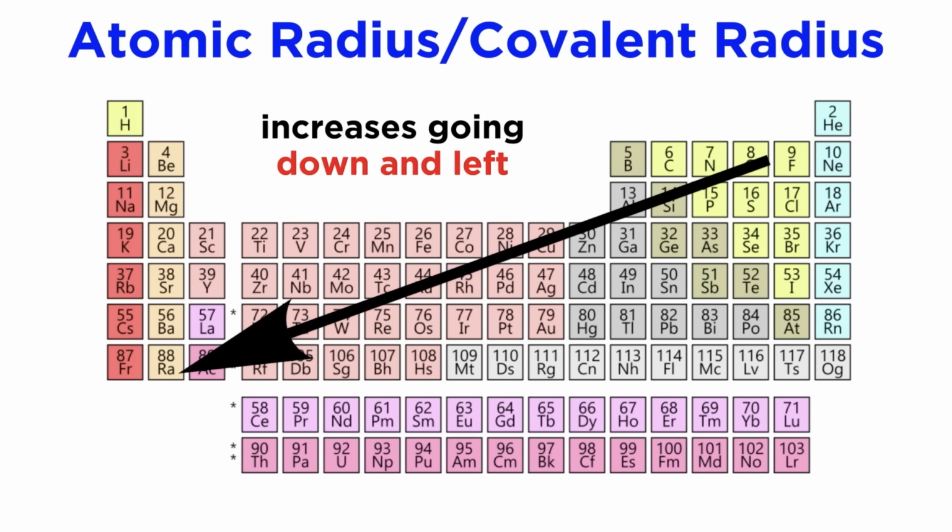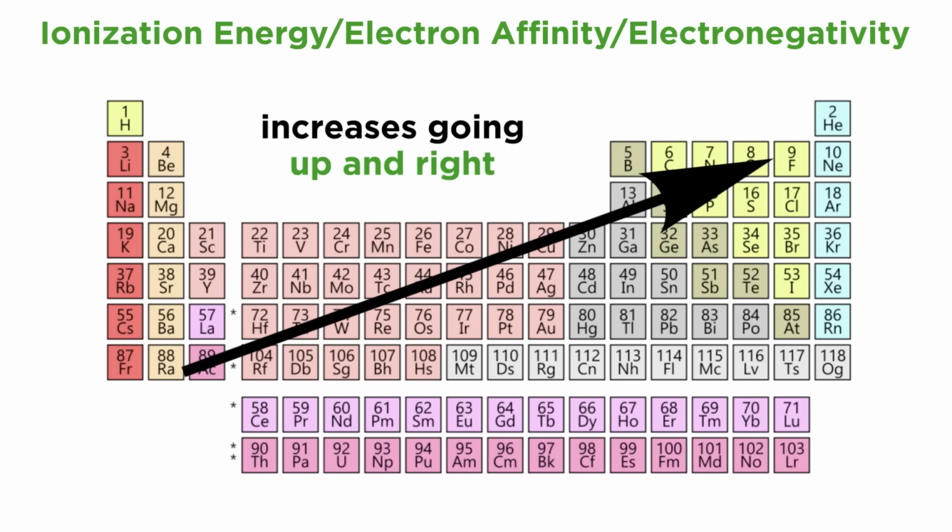And so, to put it all together, atomic radius increases going down and left on the table, while ionization energy, electron affinity, and electronegativity all increase going up and right on the table. And that concludes a review of Unit 1.